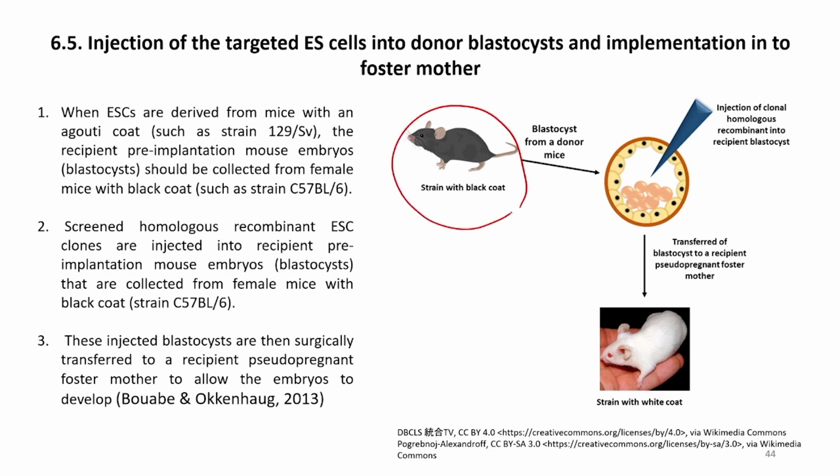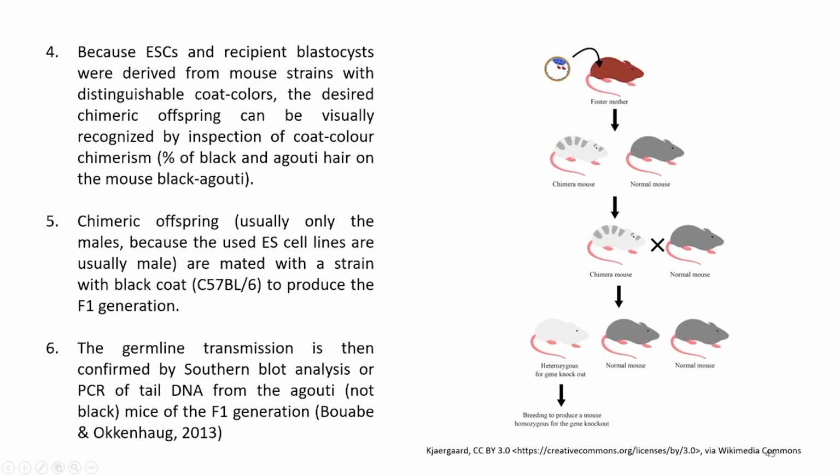So, from this strain with a black coat, a blastocyst from the donor mice is taken, and here we inject the clone of homologous recombinants into this recipient blastocyst, and this is transferred to a recipient pseudopregnant foster mother. Because the embryonic stem cells and recipient blastocysts were derived from mouse strains with distinguishable coat colors, black and agouti, the desired chimeric offspring can be visually recognized by inspection of coat color chimerism. A certain percentage of black and agouti here on the mouse.